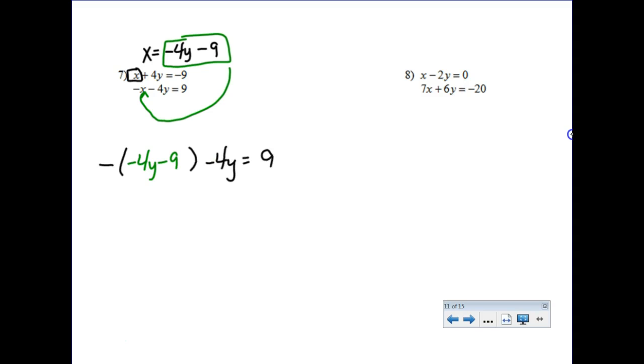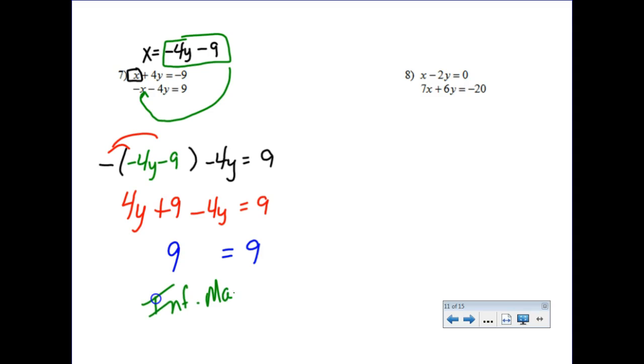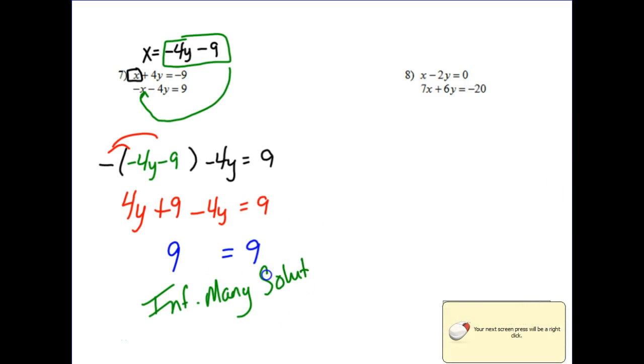equals 9. I have a feeling something weird happens here. Let's distribute the negative here and here. So you have positive 4y plus 9. And then a minus 4y equals 9. This is another case where the y's cancel. But this time you get 9 equals 9, which is true. 9 does equal 9. But that's not like a single solution, which means we have infinitely many solutions. So keep an eye out for those special solutions.